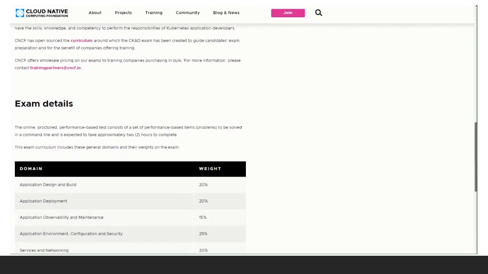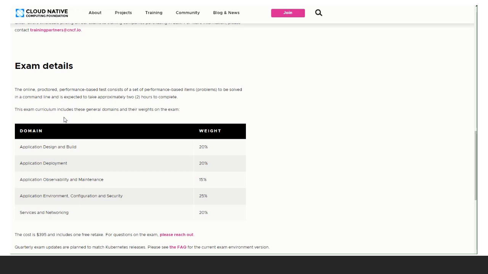Then on the exam details page, you get the breakup of the curriculum, the weightage for application design, application deployment, application observability and maintenance, application environment, and services and networking. Around every topic has equal weightage. Environment has 25%, observability has 15%, and everything else has 20% weightage.